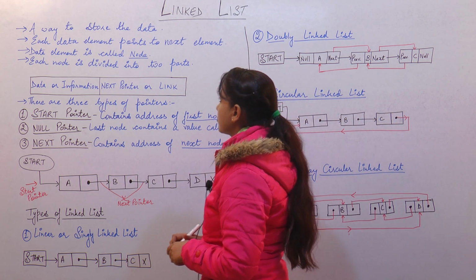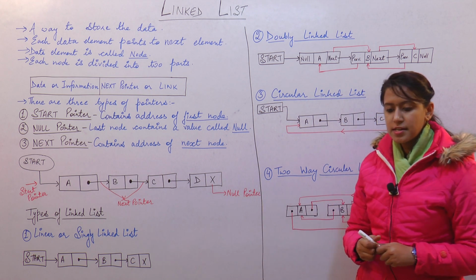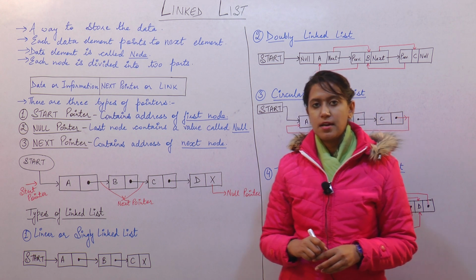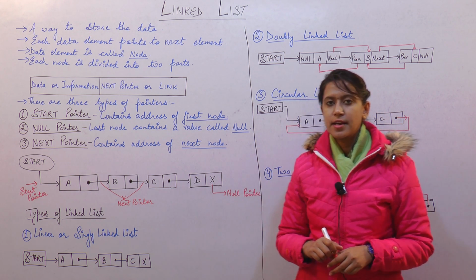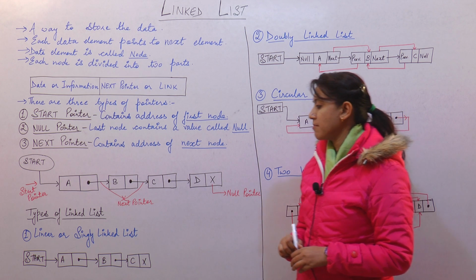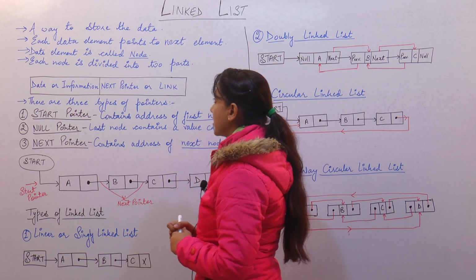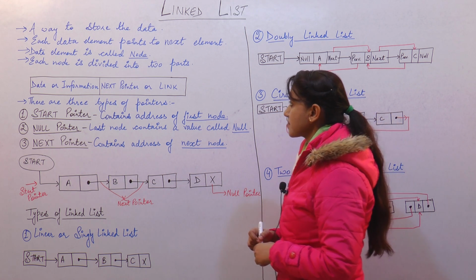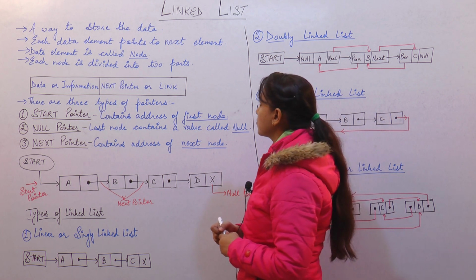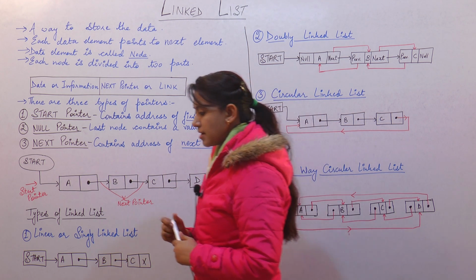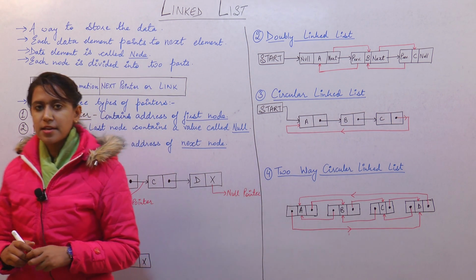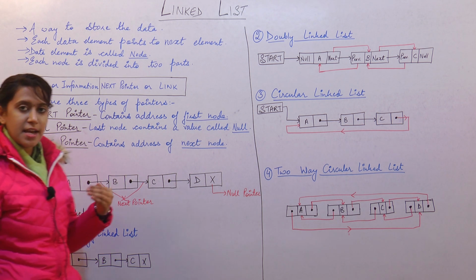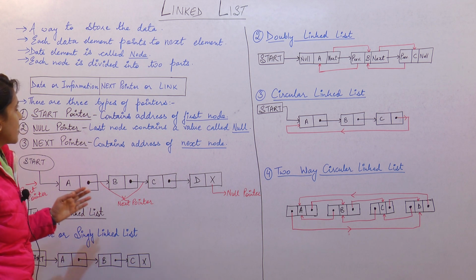It is a way to store data. Linked list is a linear data structure. That means linked list stores data in a proper sequence. Proper sequence means either in increasing form or in decreasing form. That's why we are calling it a way to store the data. Each data element points to the next element. In a linked list, each data element always points to the next element available in the list.